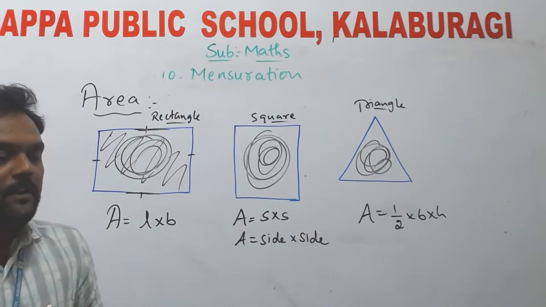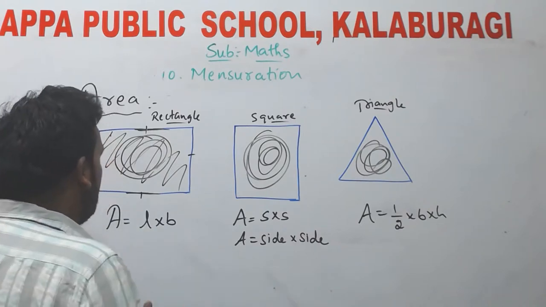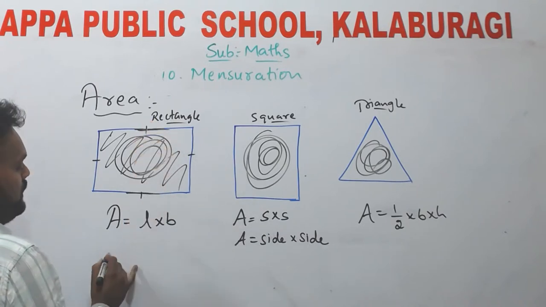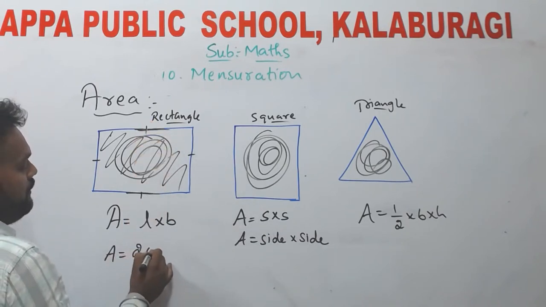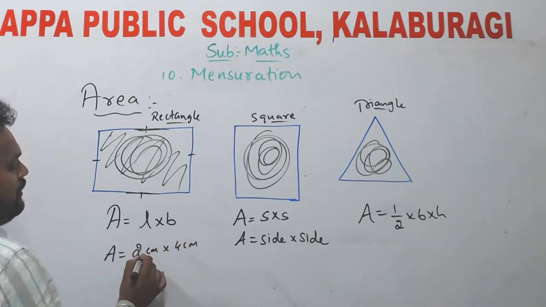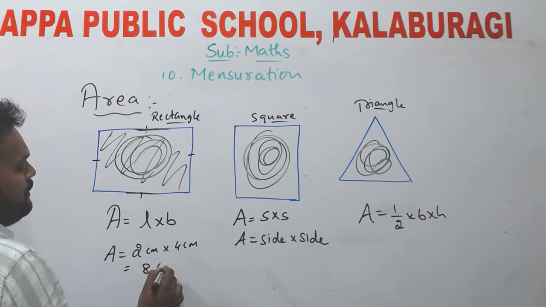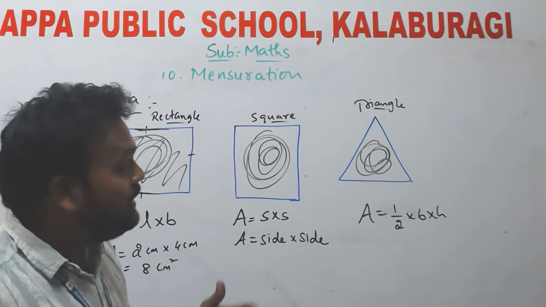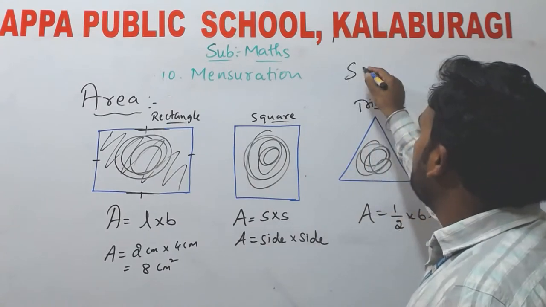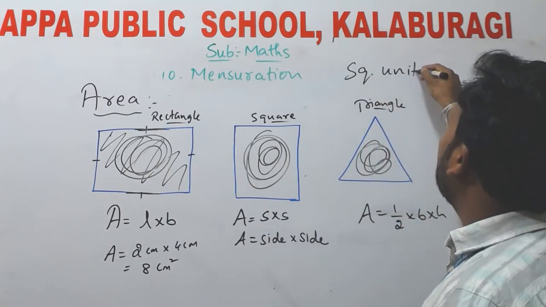See, here the units are square units. For example, here in the rectangle, length 2 cm given, breadth 4 cm given. See, here the units are centimeter into centimeter, centimeter square. That means what are the units of area? Square units. See, what are the units of area? Square units.